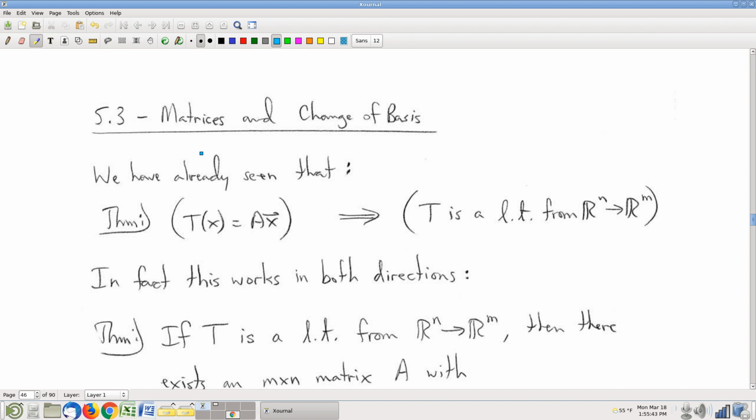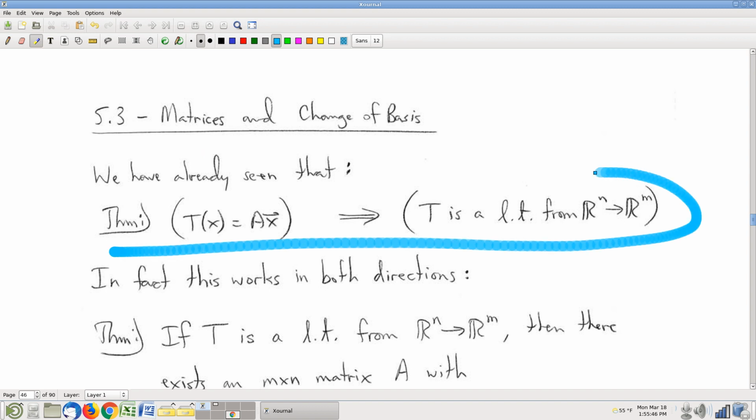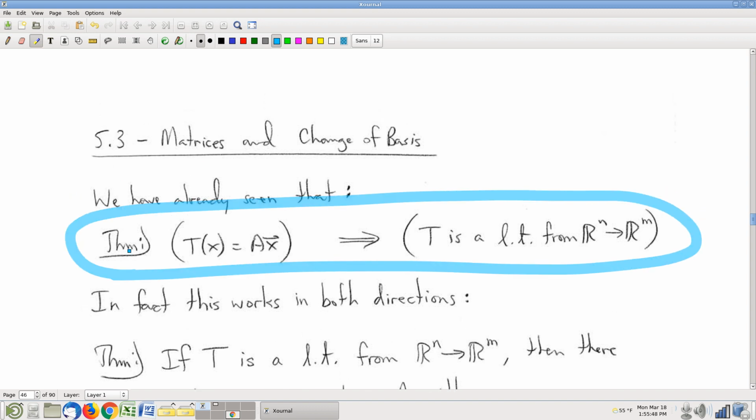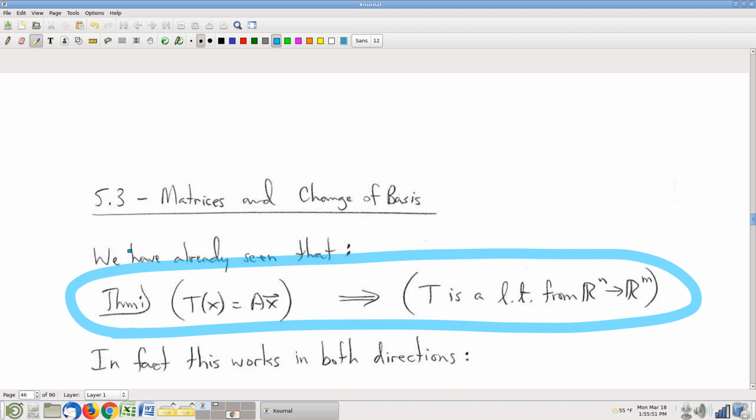Okay, so I want to start off with a reminder. We saw back in section 5.1 that if you write down a function that looks like this, in other words, if you interpret a matrix as a function, that function is a linear transformation from Rn to Rm. Now, that's easy to prove. I gave that to y'all as an exercise back in section 5.1. You just put in a linear combination, and confirm that you get the appropriate linear combination out. Okay. All that shows is that the arrow goes this way. If you give me a matrix, it is a linear transformation.